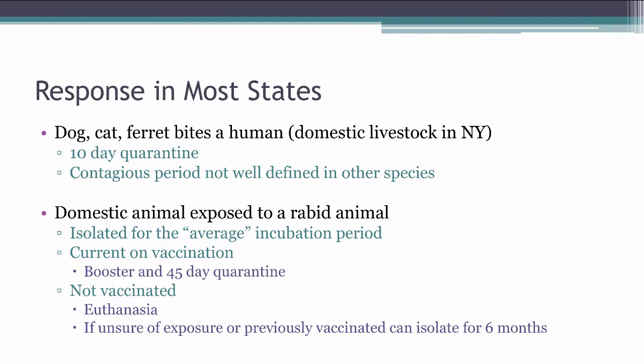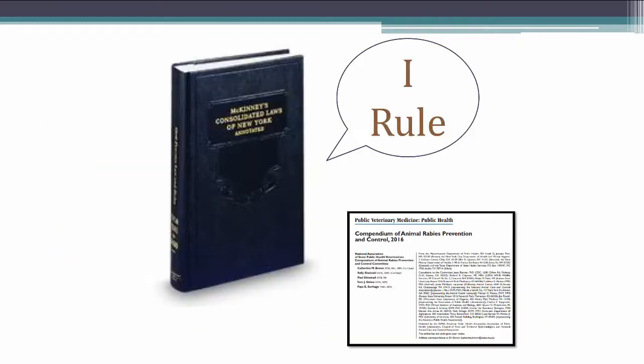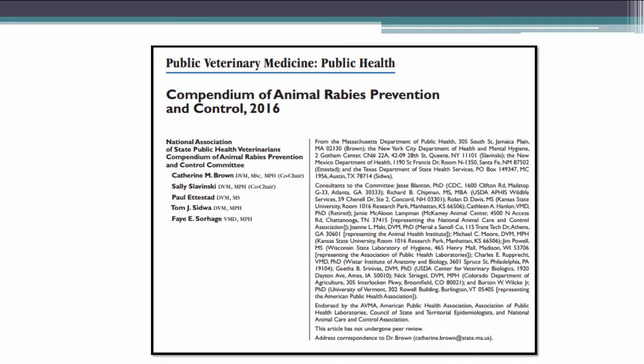The Rabies Compendium, yes, recently was updated in 2016, and all of the state regulations were based on what the Compendium had said for the last 20 years. And in 2016, they made some updates. Most of the states, though, have not changed their regulations accordingly. So whatever state you're in, your state regulations are what's required to be followed, regardless of what the Compendium says. But I'm going to share with you some of the changes in the Compendium because I think it's important to be familiar with them and the science behind them.